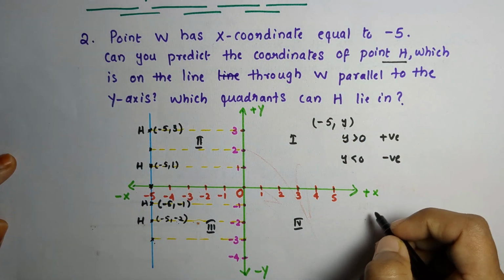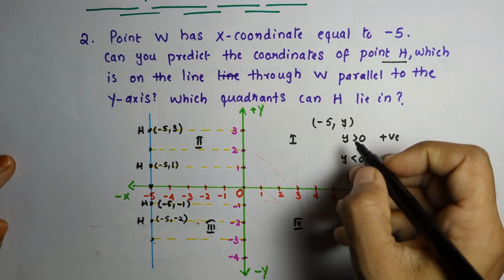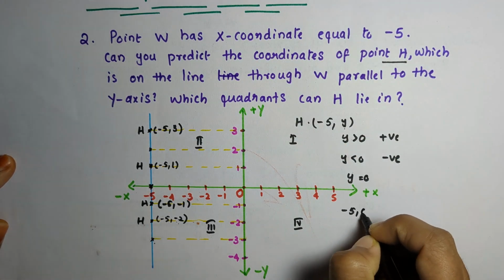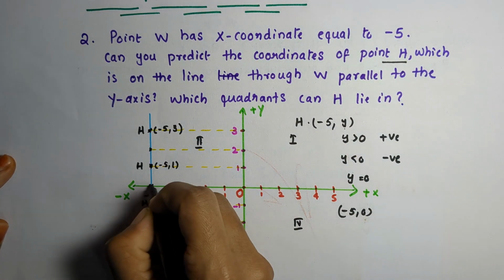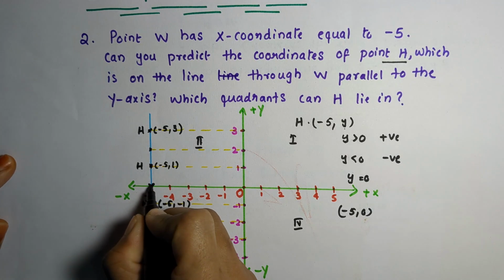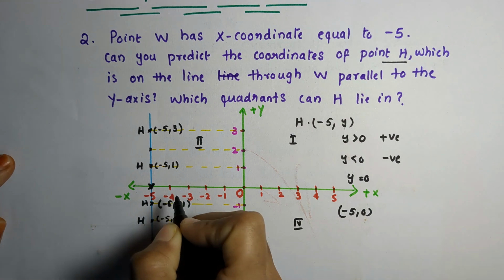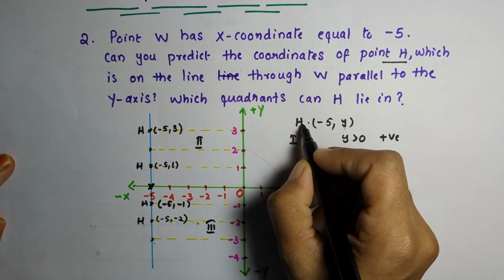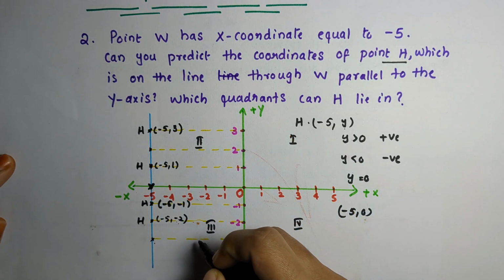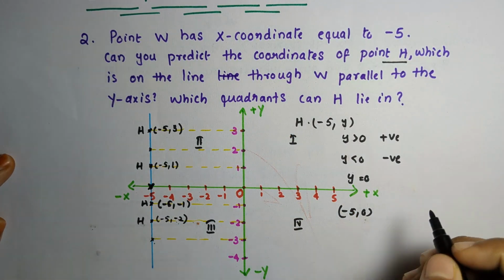Now if y is equal to 0, then the coordinates of the point H will be what? (-5, 0). (-5, 0) means this point. So if y is equal to 0, H lies on the negative x-axis. Hence the point H can lie in the second quadrant, third quadrant, or on the negative x-axis. I hope it is clear to you.